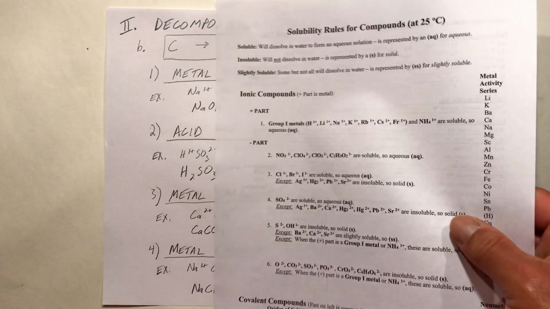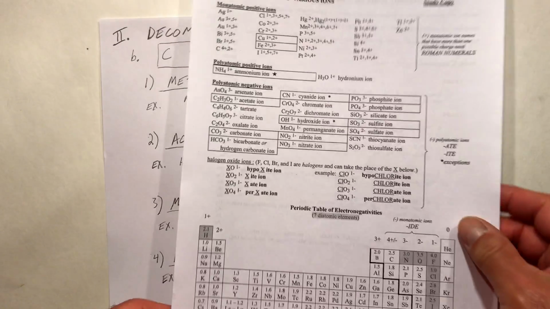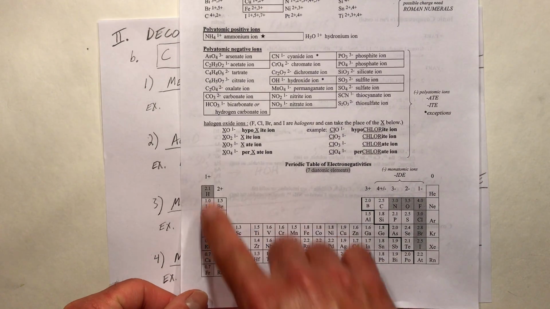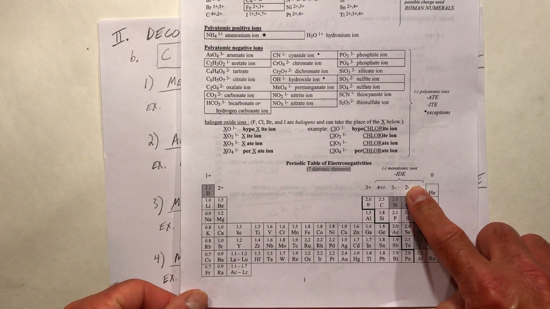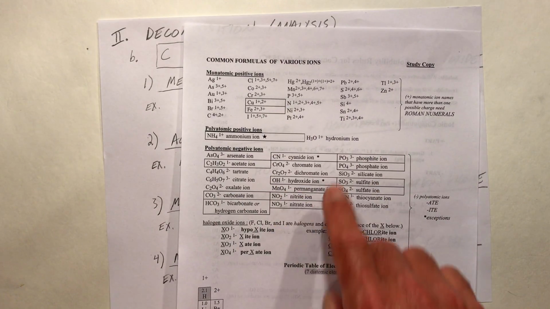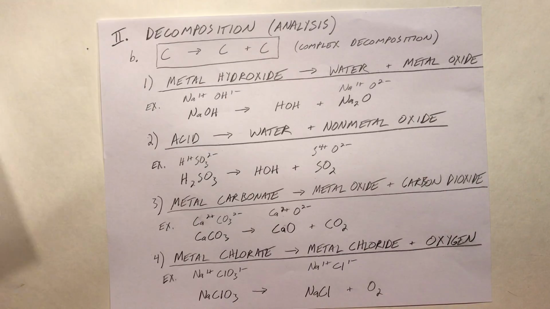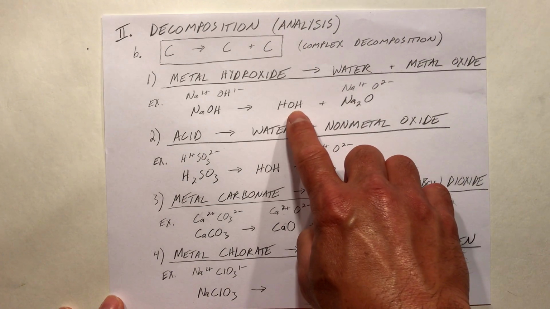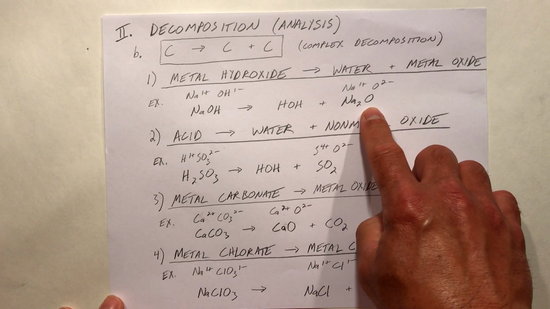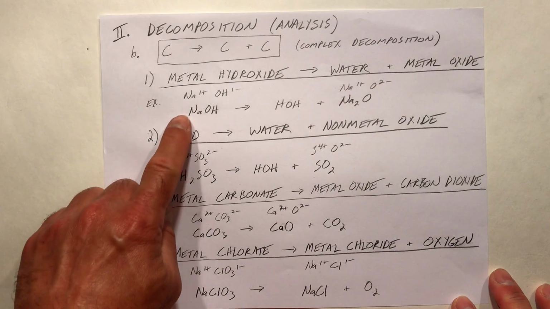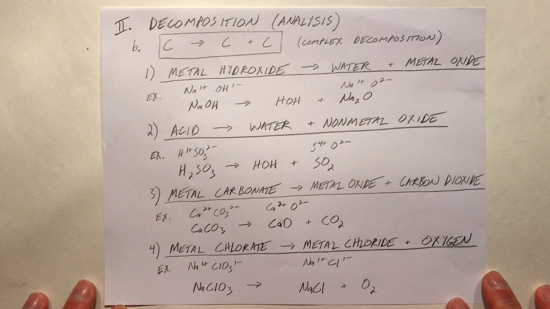Again, the charges of the ions can very often be determined from their location on the periodic table, like Na in the 1 plus column and O in the 2 minus column, or by looking at the different parts of the reference sheet for polyatomic ions or some other monatomic positive ions. So we get water and sodium oxide, crisscross that 1 and 2 and get that formula when sodium hydroxide decomposes.